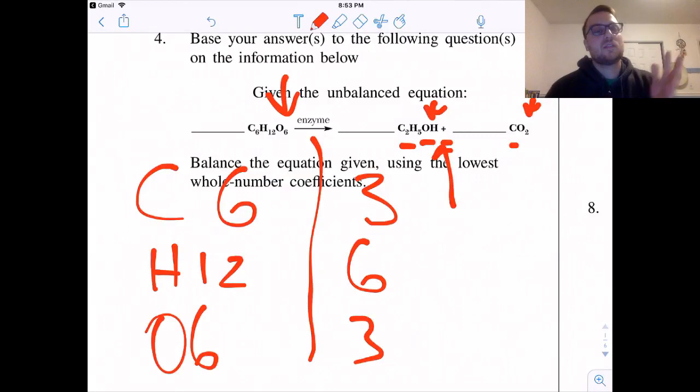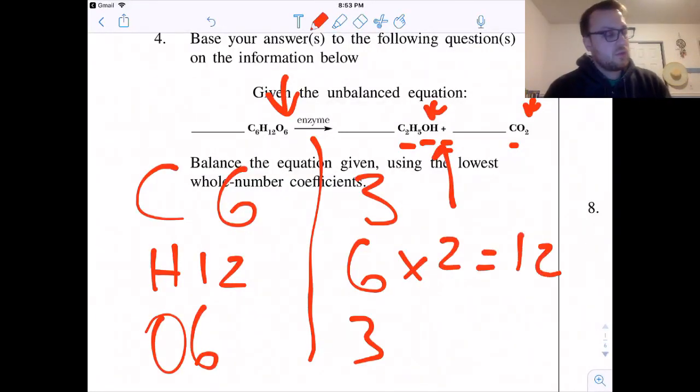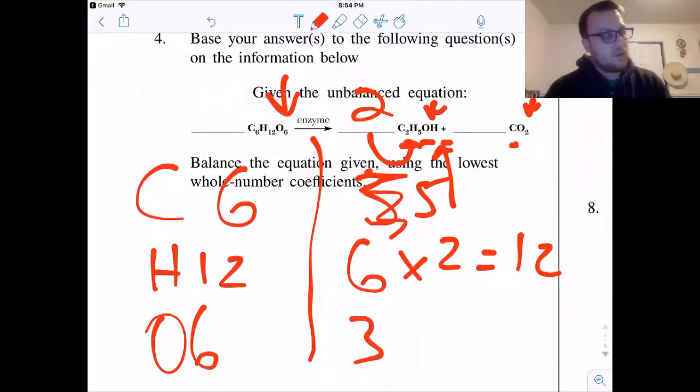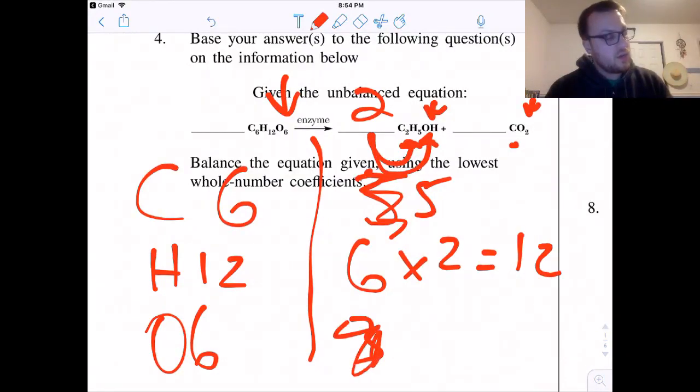And then the oxygens are 2 times 1, which is 2, plus 2 is 4. So now I can balance the oxygens, because I can put a 2 here, and 2 times 2 is 4, plus 2 is 6. And the carbons now go from 2 times 2, which is 4, plus 2, which is 6. And that's balanced.